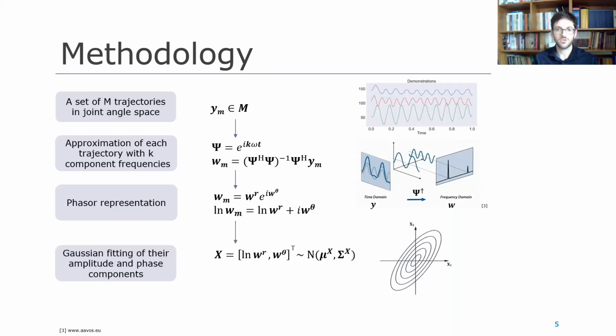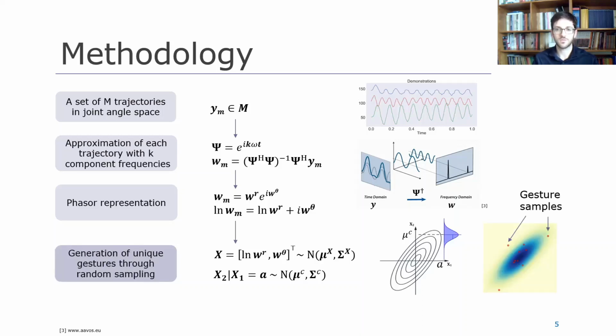Now we can fit a joint normal distribution over the real and imaginary parts and use Gaussian conditioning to modulate efficiently rhythmic movements in the frequency domain. Finally, we generate unique gestures by sampling the distribution.